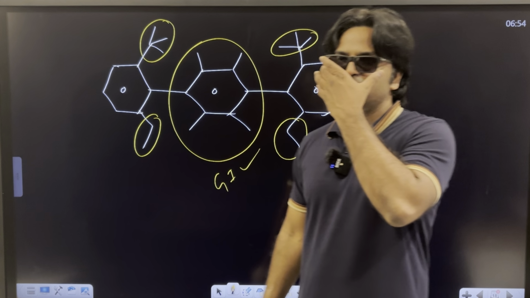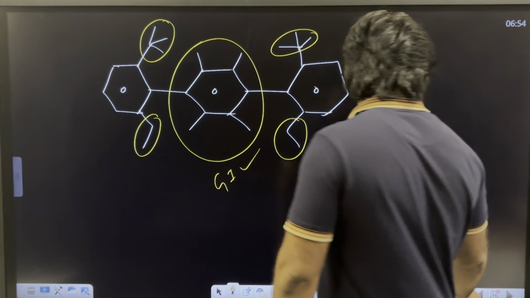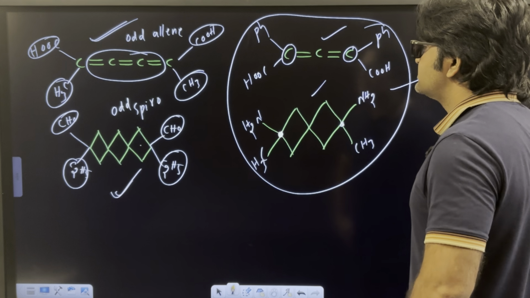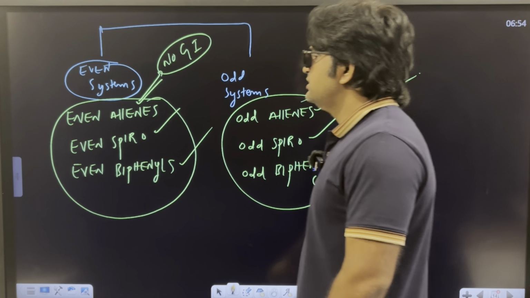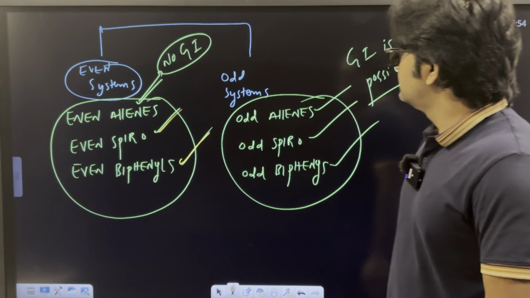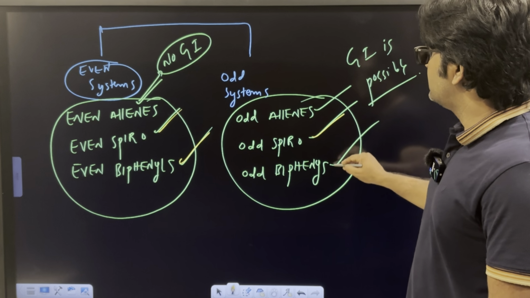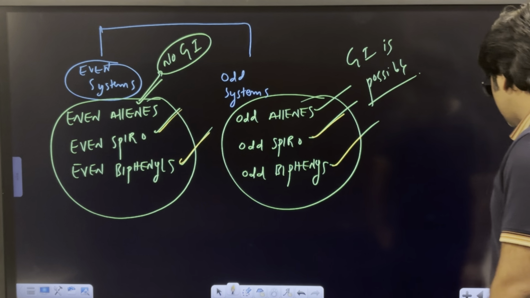Okay, this is the story about allenes, biphenyls and spiro compounds. Now remember this point. We have even systems and odd systems. Even allenes, even spiro compounds and even biphenyls: no geometrical isomerism is observed. Odd allenes, odd spiro compounds and odd biphenyls: we observe geometrical isomerism. For example, a question is given like this.